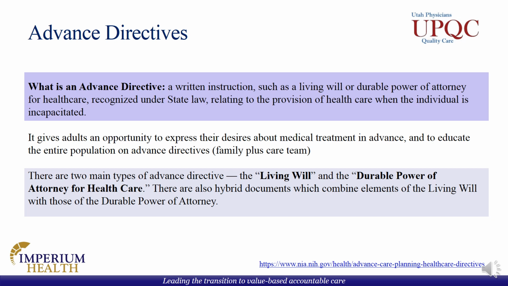Advanced care planning does require discussion of an advance directive. An advance directive is a written instruction such as a living will or durable power of attorney for healthcare that's recognized by state law relating to healthcare when the individual is incapacitated. It's sort of that planning for end of life. And it gives adults the opportunity to express in advance what they would like to see happen or the steps they would like to see their medical care team take. Now, the most common are going to be living will and durable power of attorney. We're going to talk about those two as well as a few others that you may see.